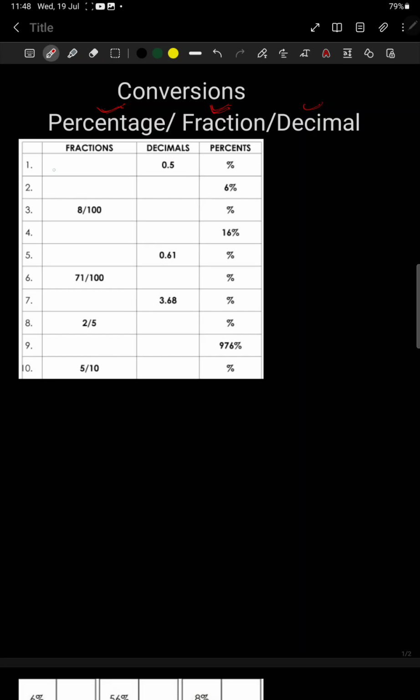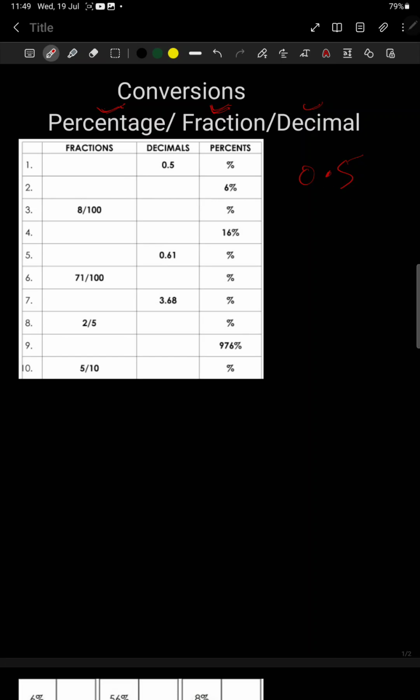In the first one, we have the number 0.5 in the decimal column, and we are supposed to find out the fraction of 0.5. While converting 0.5 into a fraction, what will come, and while converting 0.5 into a percentage, what will be the answer? So I will do it over here. 0.5 is a decimal because it has a decimal point.